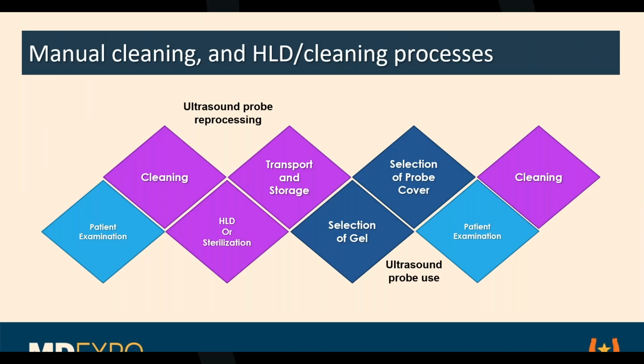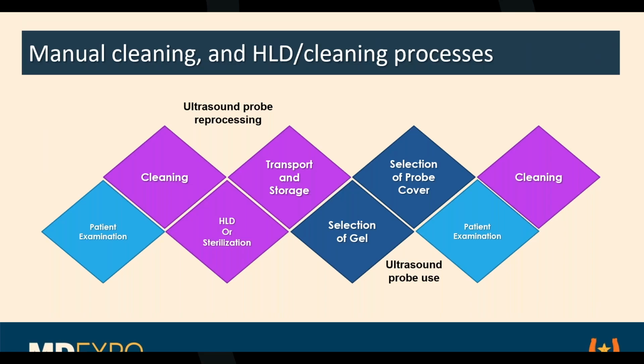And here's the cycle that it goes through. Patient examination, it gets macro cleaned, it goes to HLD or sterilization. Here's choke point 1, transport and storage. A lot of probes get damaged during transport and storage, especially if they don't have the storage devices. Some of them still put them in pillowcases. Please don't do that, for 100 million reasons, but they still do.